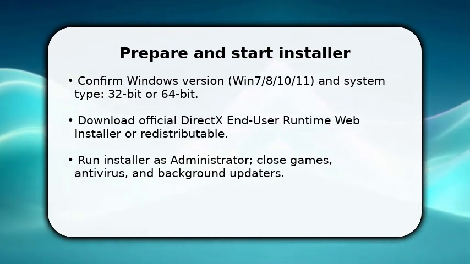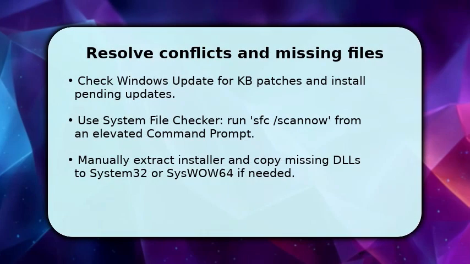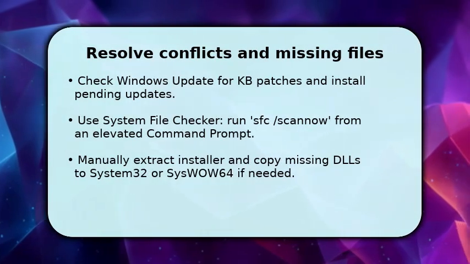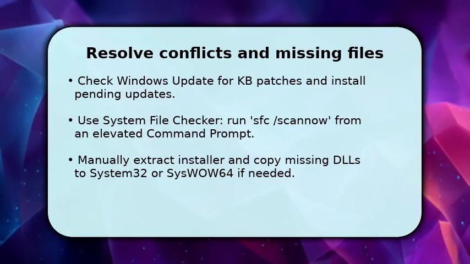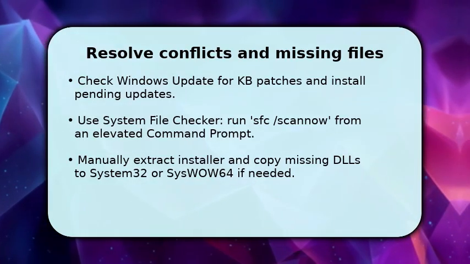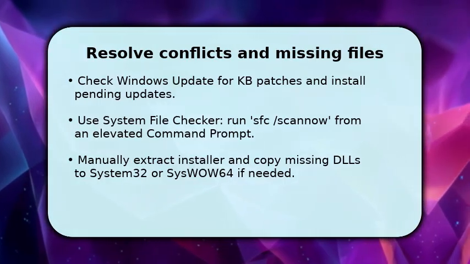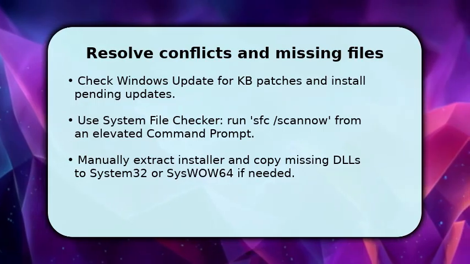Now you tackle the middle work, dependencies and corrupted system components. First, apply Windows Update patches because DirectX installers often rely on platform updates. This prevents version mismatches. Next, run System File Checker with sfc /scannow from an elevated command prompt to repair core Windows files that the installer expects.